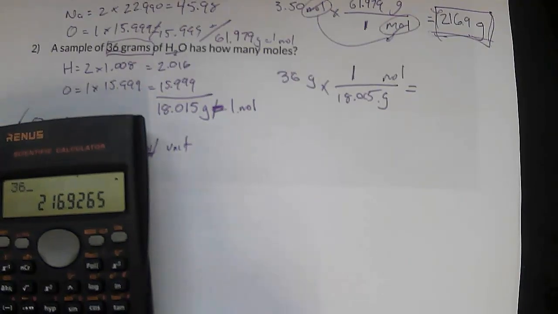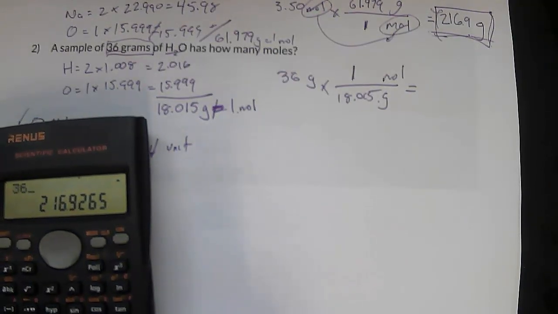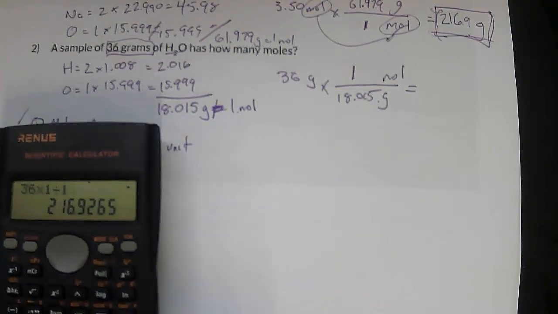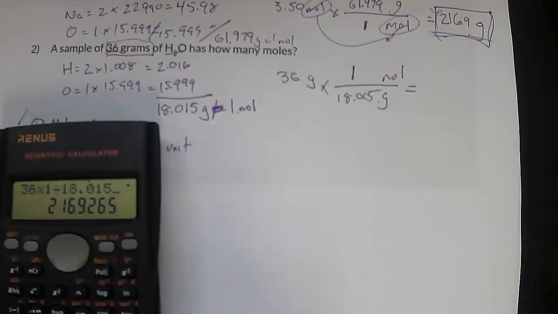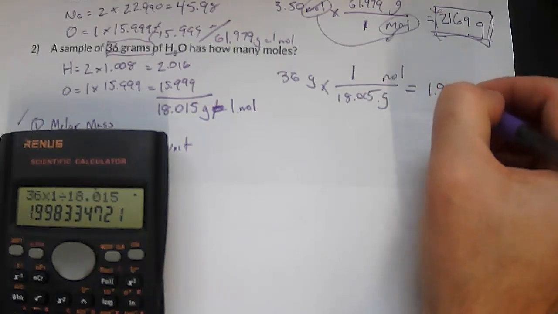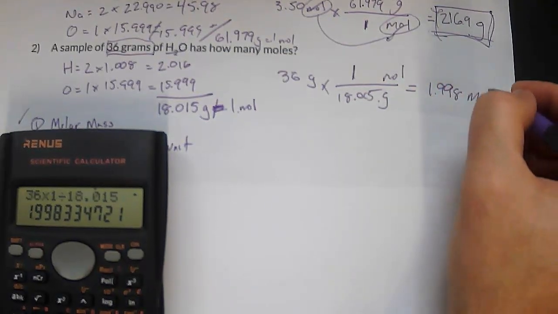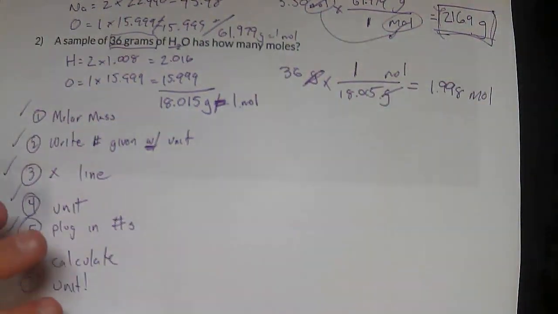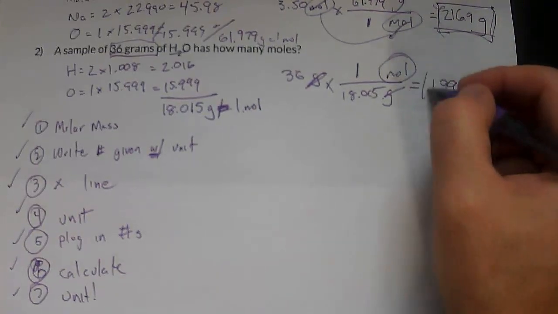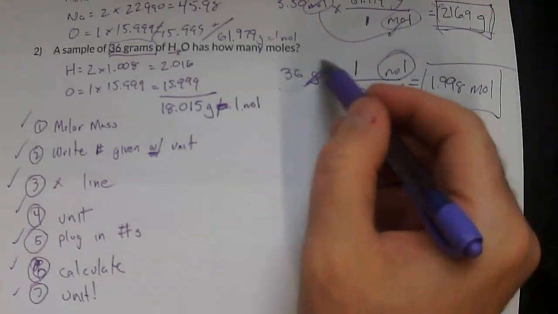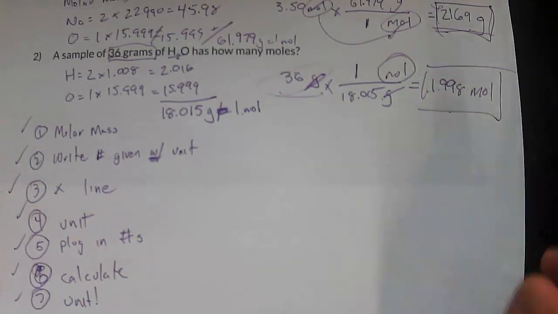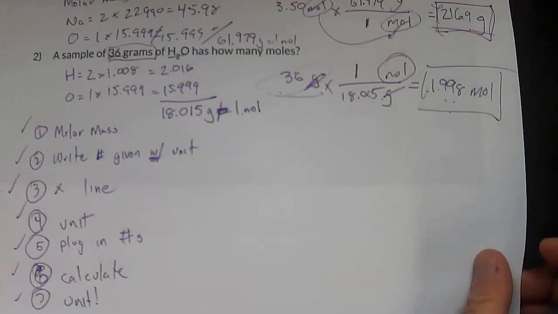So we'll do 36 times 1. You don't have to do that, but I'll do it this time. Divided by 18.015. And so we get 1.998 moles because we got rid of grams. So the only unit we have left is moles. And so now if we had 36 grams of water, we know we would have 2 moles of water, or 1.998 moles of water.